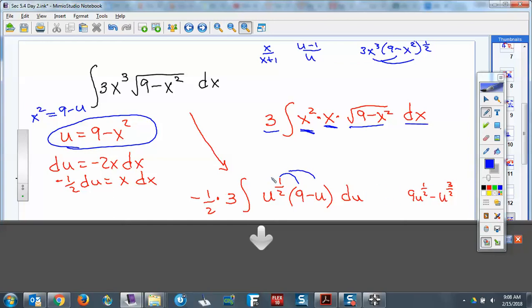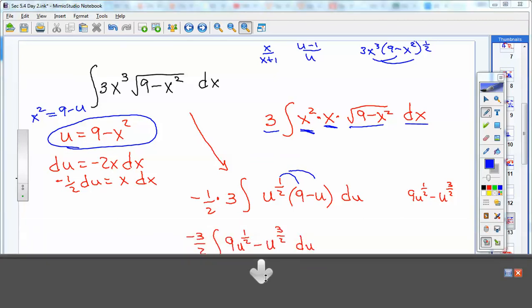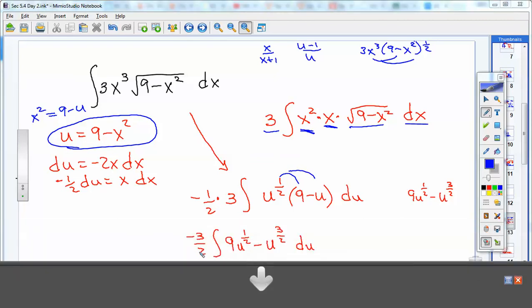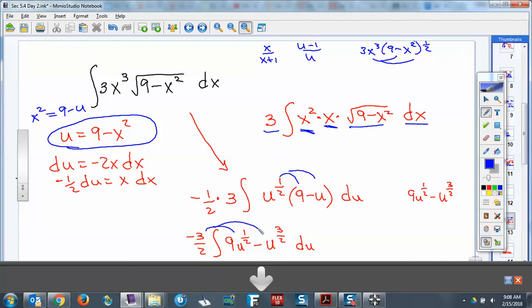Okay, on the inside here, now I got a negative 3/2 out here. So I've got that negative 3/2 out in front, and I've got the 9u to the 1/2 minus u to the 3/2 inside. Now, I could leave the negative 3/2 out here and do my antiderivative, but then I'm going to get fractions in here, and then I'm going to have fractions on top of fractions. So I'm going to go ahead and distribute that through there. I don't always do this, but I'm going to go ahead and distribute it, okay?